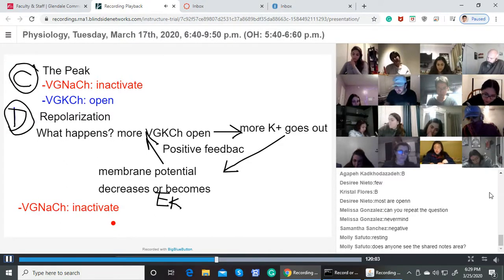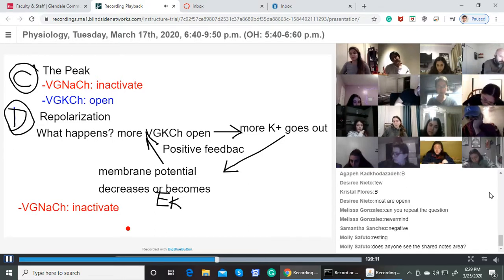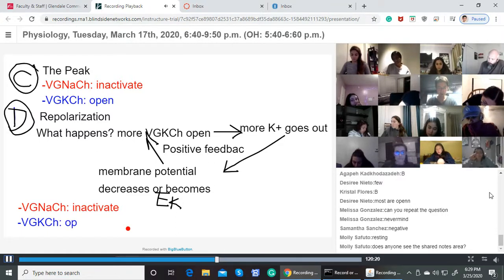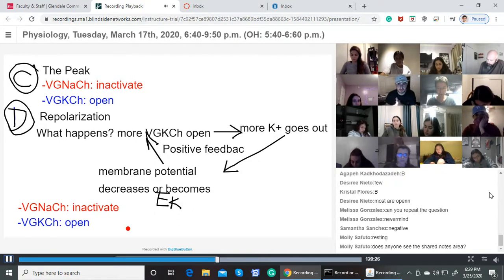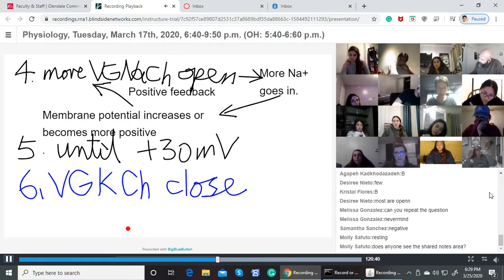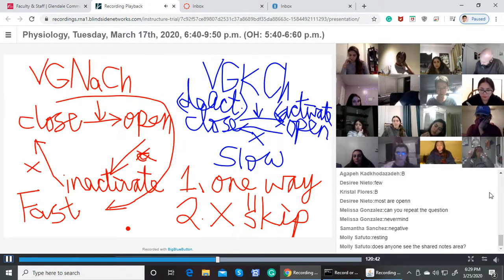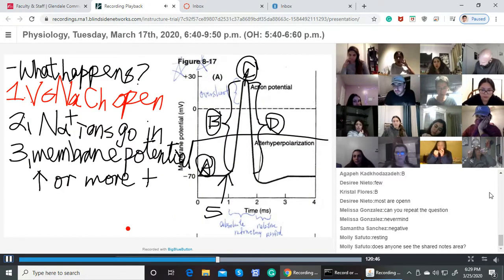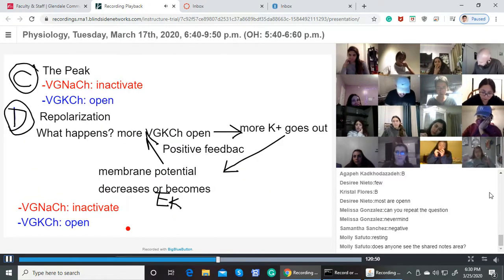When you mean inactivate, do you mean they close? Inactivate means the channel is open, but the ions cannot go through. The voltage-gated potassium channel continues to open. Good, that's a good question so that we can clarify. Basically, from C and D, the two channels are in the same state. Yes, this is the depolarization. Depolarization is very long. I erased the A part. The A part, resting membrane potential, is basically both channels closed.